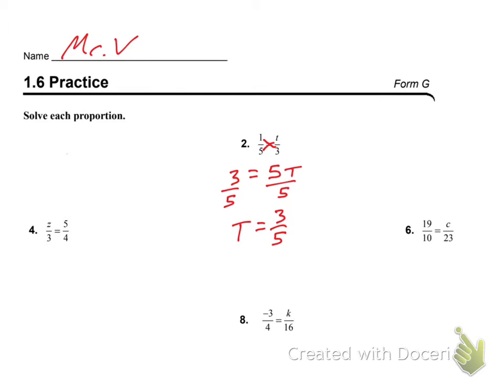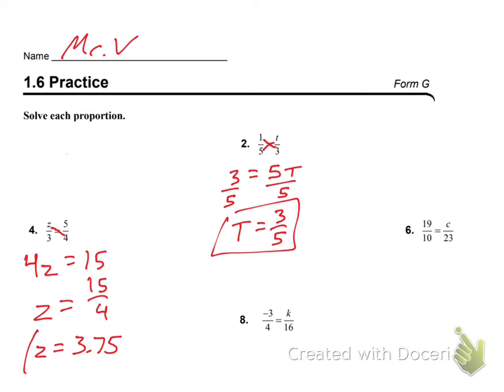All right, 4. So I'm going to cross multiply. Z times 4 is 4z is equal to 3 times 5, which is 15. Divided each side by 4. So then that would be 15 over 4. So you could leave it like that, or you could do 15 divided by 4, which is equal to z is equal to 3.75. So either one of those. So again, you could circle your answers.